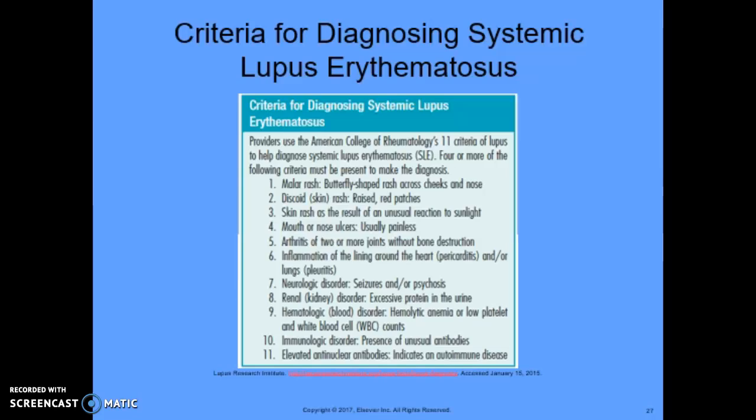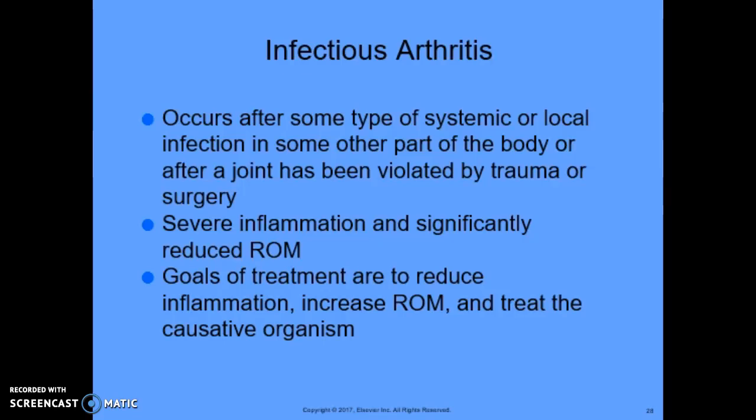Here is criteria for diagnosing systemic lupus, and this is, as the previous slide said, very difficult and can take a long time. The providers use this American College of Rheumatology criteria of lupus to help diagnose systemic lupus, or SLE, and you can take a look at your book and look at this more closely.